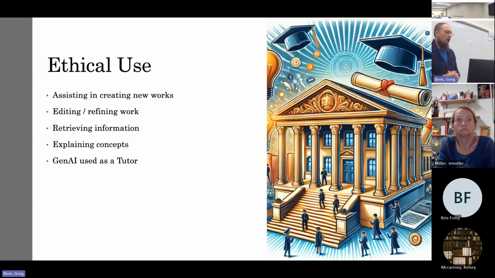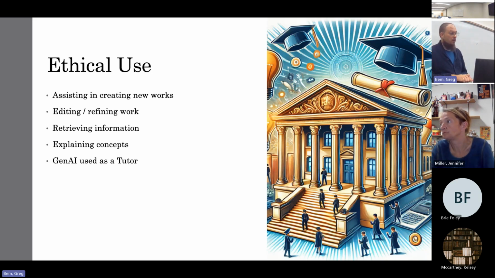Explaining concepts can be really helpful. Rewriting concepts or any type of content that we find elsewhere in new ways can be useful. Translation is another good example of that. GenAI used as a tutor. So we're seeing more and more that these tools, whether in the form of ChatGPT that we saw and Copilot that we saw, or special software that's coming out where GenAI tutors are available, can be really useful.